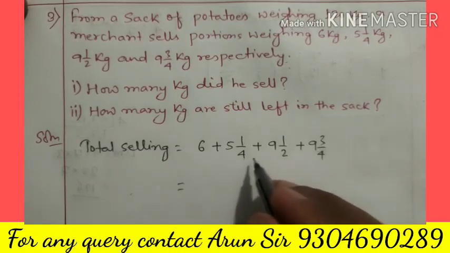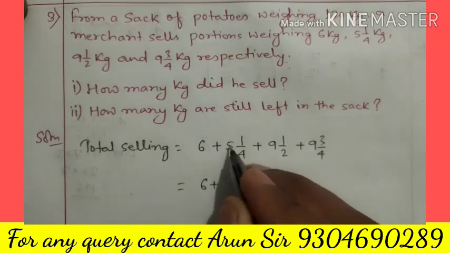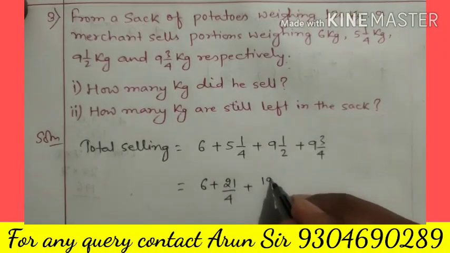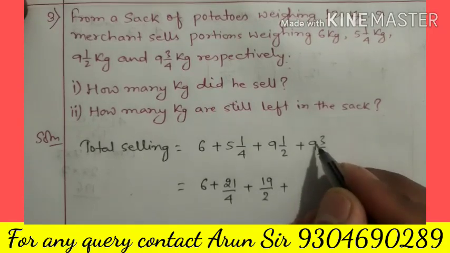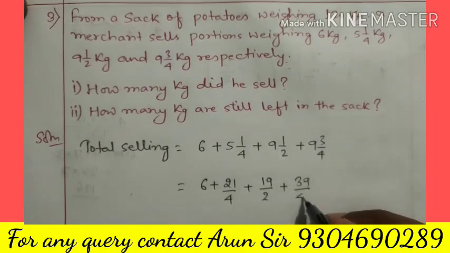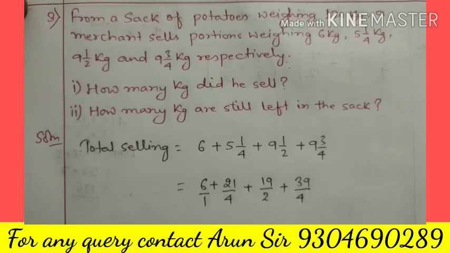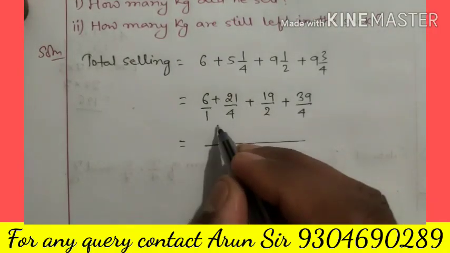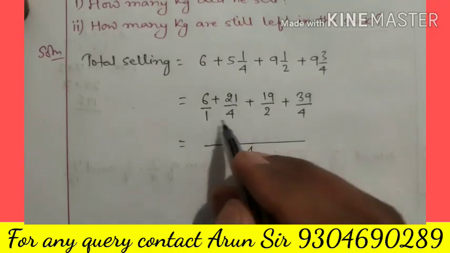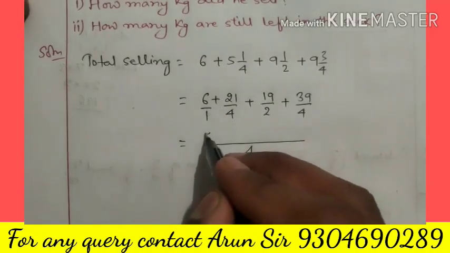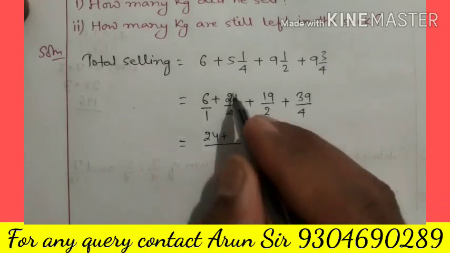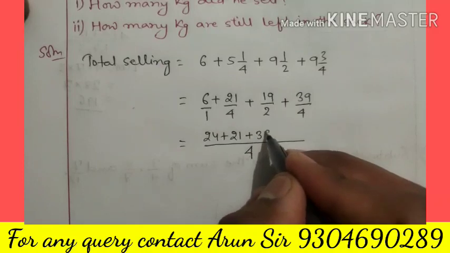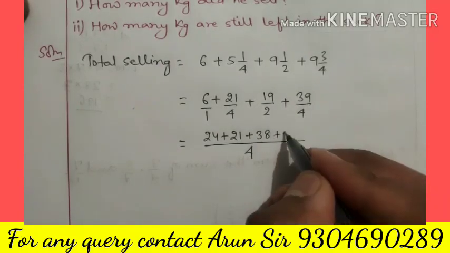First we will convert the mixed fractions into improper. 4 5s are 20 plus 1, it is 21 by 4, plus 2 9s are 18 plus 1, it is 19 by 2, 4 9s are 36 plus 3, it is 39 by 4. For this 6 we will make it 6 by 1. Our next task will be to take the LCM. The LCM of 1, 4, 2, 4 will be 4. 1 4s are 4, 4 6s are 24, 4 1s are 4, 1 into 21 is 21, 2 2s are 4, 2 into 19 is 19, 2 2s are 38, 4 1s are 4, 1 39s are 39.